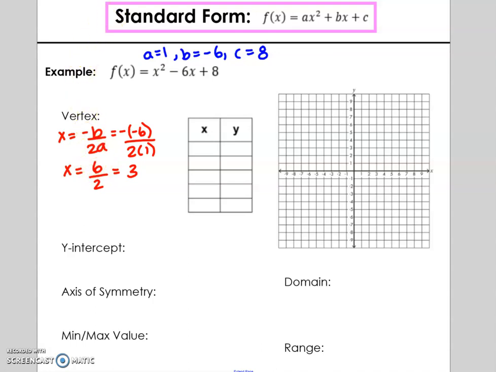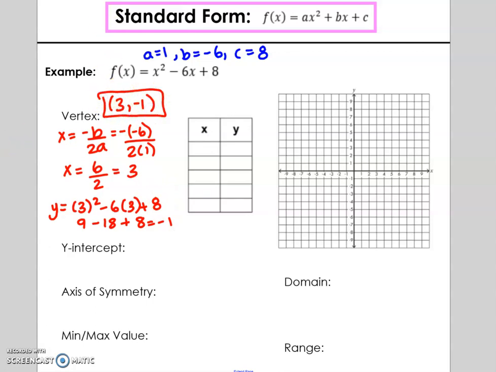In order to find the y value, we're going to plug 3 in for x in the function. So y is going to be 3 squared minus 6 times 3 plus 8. So we'll do 3 squared, which is 9, minus 18 plus 8. And that's going to give us -9 plus 8, which is -1. So our vertex is 3, -1.